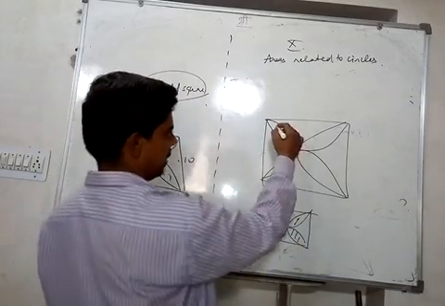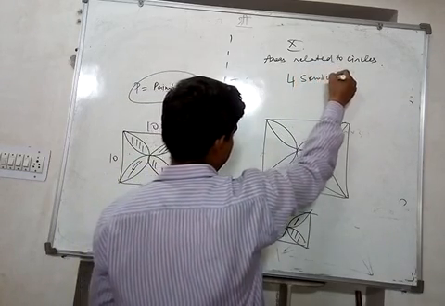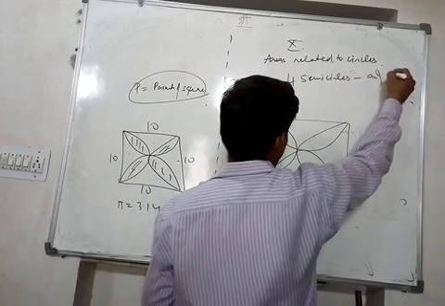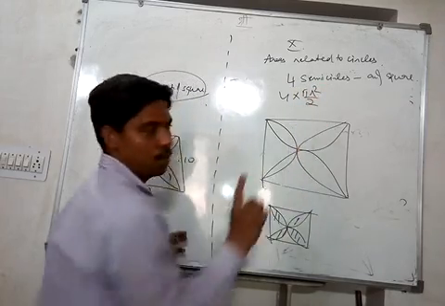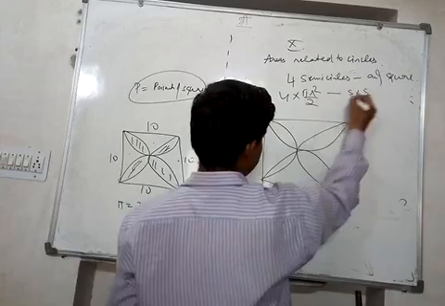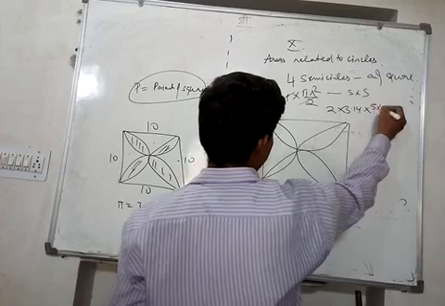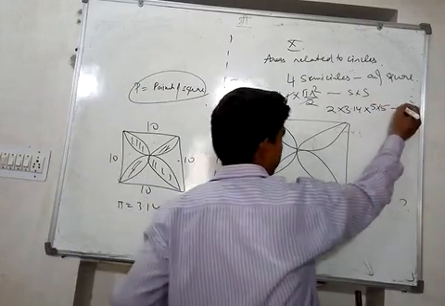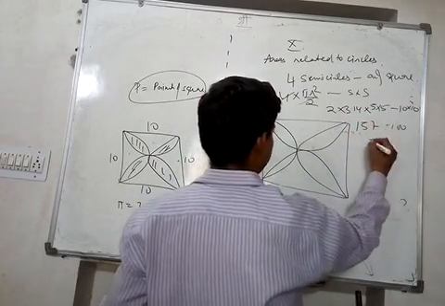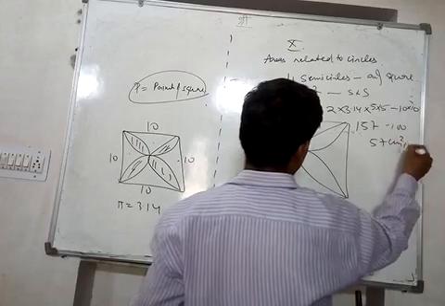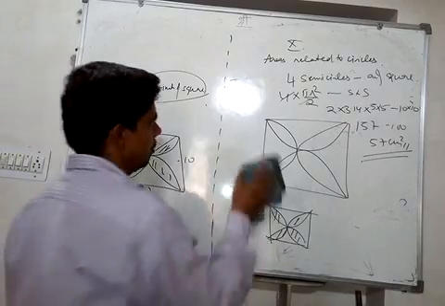So I can also find the shaded region by writing this 4 semicircles minus area of square. So 4 into pi r square by 2, 1 semicircle, minus s into s. So we can also write 2 into 3.14 into 5 into 5 minus 10 into 10. So that is again 157 minus 100 is 57 centimeter square, right? So very good question, you can solve it in two ways. Okay, another question.